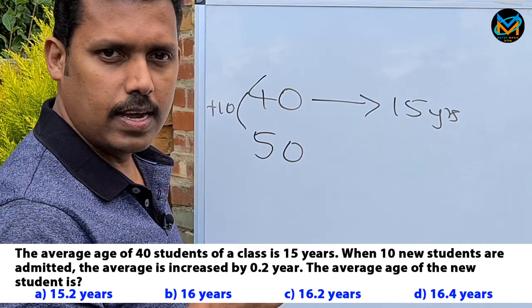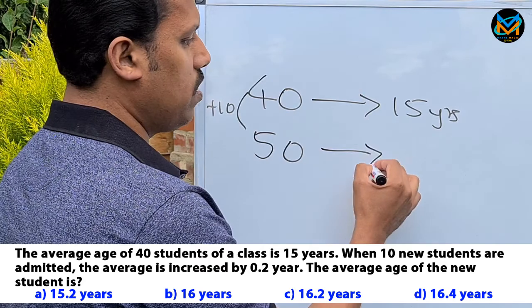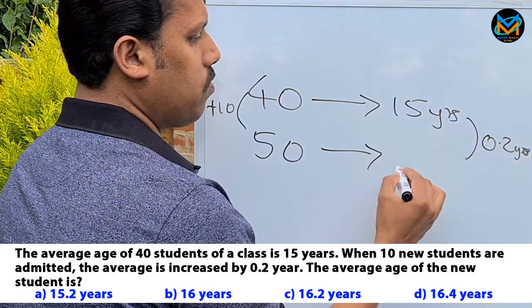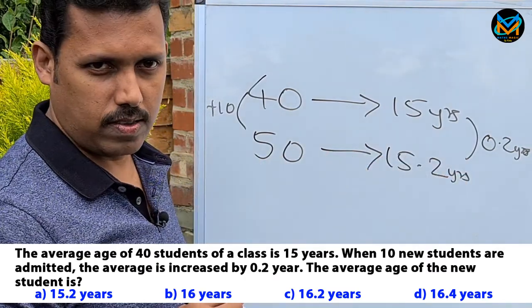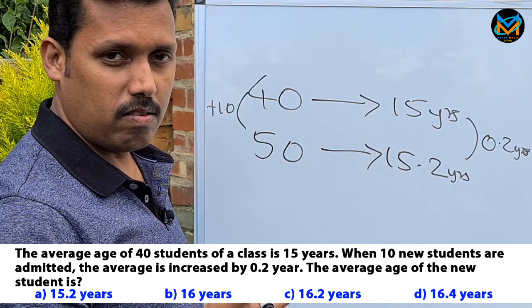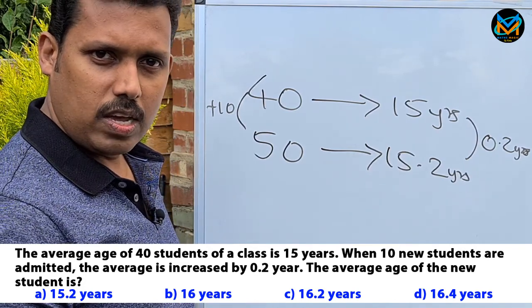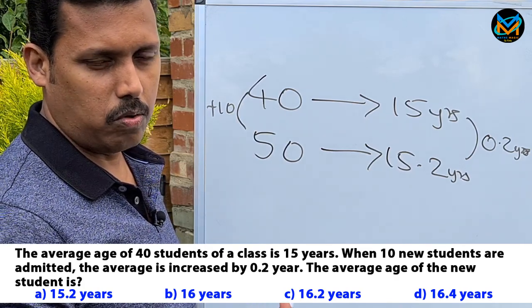The average is now increased by 0.2 year. So the average becomes 15.2 years. When 10 students are added, the average age is 15.2 years. Now the question is, what is the average age of the new students? Is it 15.2, 16, 16.2 or 16.4?